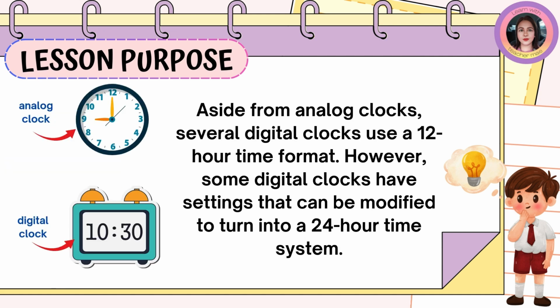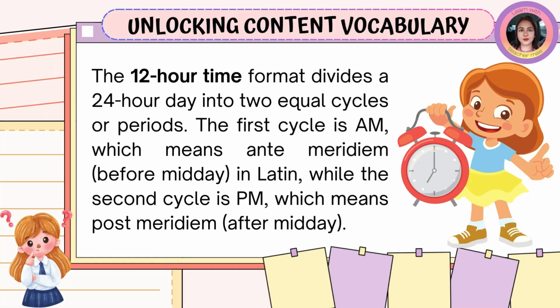Aside from analog clocks, several digital clocks use a 12-hour time format. However, some digital clocks have settings that can be modified to turn into a 24-hour time system. Let us unlock your vocabulary. The 12-hour time format divides a 24-hour day into two equal cycles or periods. The first cycle is AM, which means ante-meridiem in Latin, or before midday, while the second cycle is PM, which means post-meridiem, or after midday.